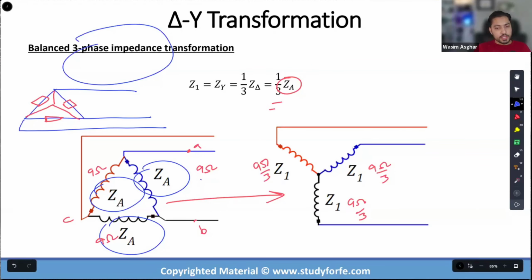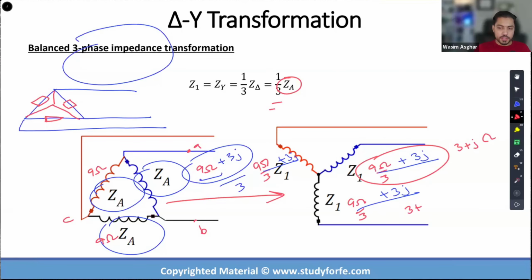Now, if you're wondering, Wasim, this is just real, so resistive. What about if I had a capacitor or if I had an inductor? So let's say I had an imaginary component to it, so it's plus 3j or minus 3j. Then how would this go? Very simple. Now I'm going to divide this by 3. So this becomes 9 plus 3j divided by 3, 9 plus 3j divided by 3, 9 plus 3j divided by 3. You're just scaling it down. And this would basically become 3 plus j ohms, 3 plus j ohms, and 3 plus j ohms.